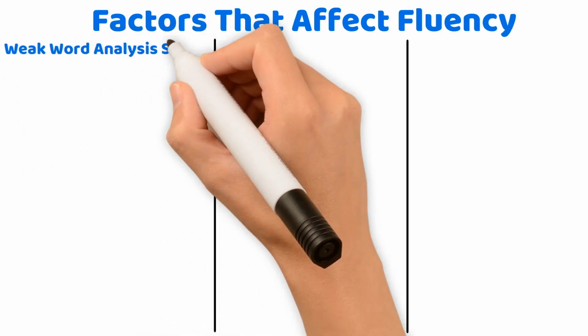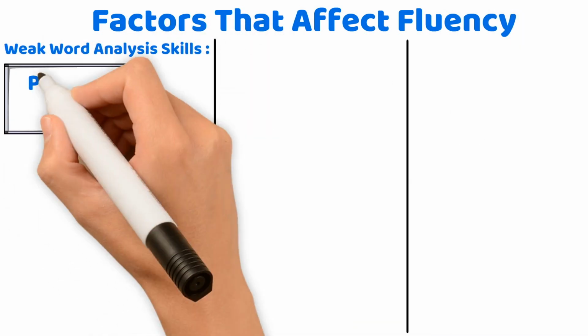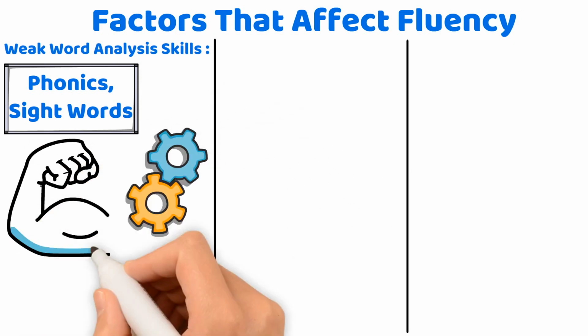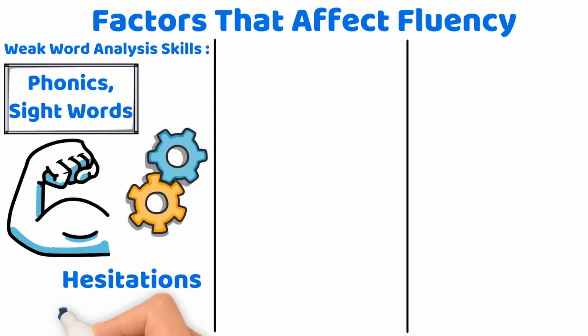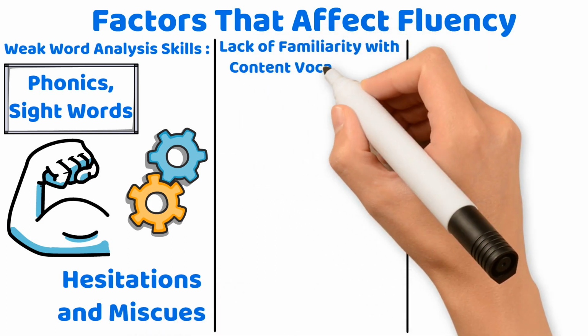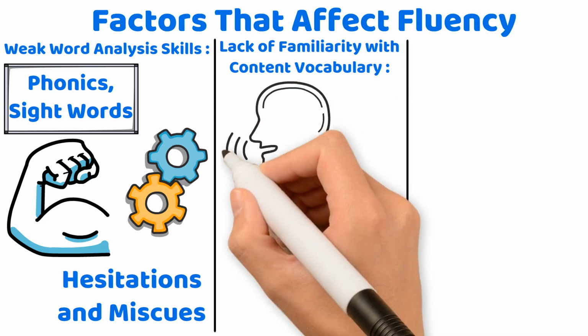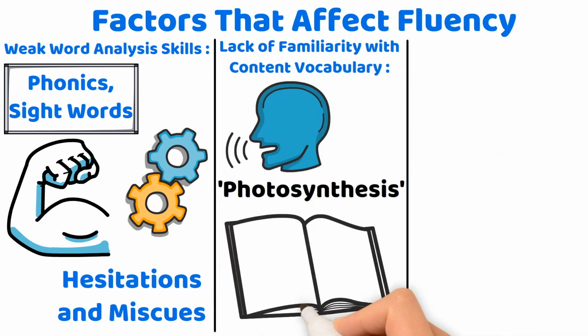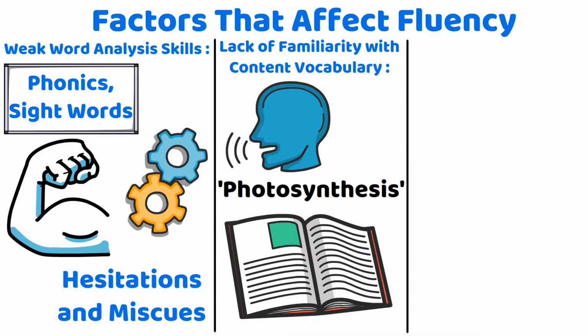First, we have weak word analysis skills. This includes phonics, sight words, and the ability to analyze word structures. A strong foundation here reduces hesitations and miscues in reading. Then, there's a lack of familiarity with content vocabulary. Words specific to a subject area, like photosynthesis in science, need explicit teaching to build fluency in content areas.